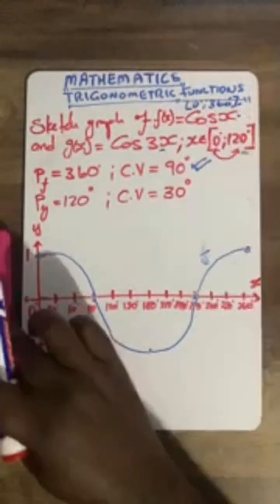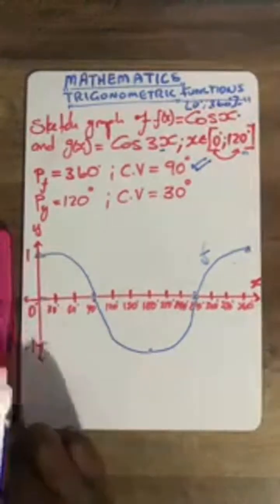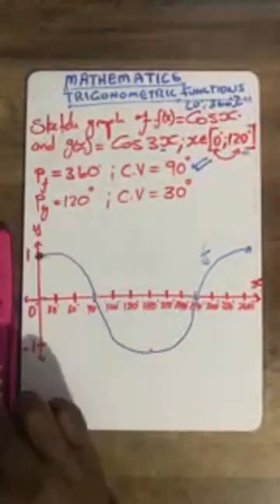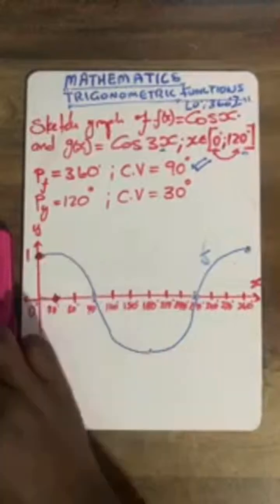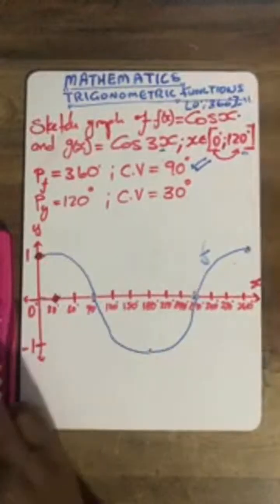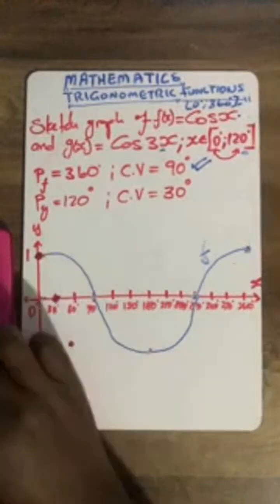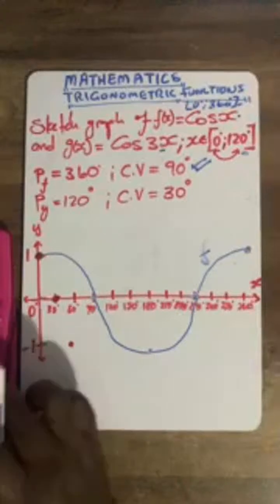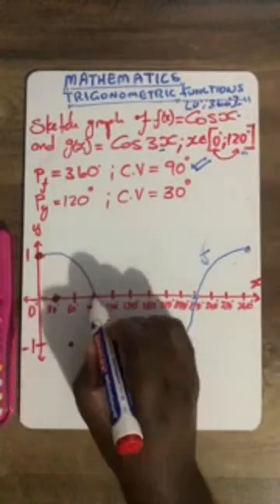The second one is this one of cos 3x. You start with 0. It gives you 1. And then from there you go in multiples of 30. 30 gives you 0. And then you go to 60 because it's in multiples of that. 60 gives you negative 1. And then you go on to 90, and then it gives you 0.